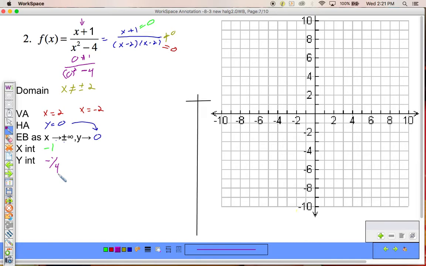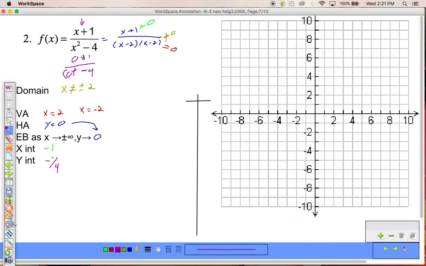So, going through quick, my domain is my denominator not equal to 0. My vertical asymptote is my denominator equal to 0. My end behavior is as x approaches positive, negative infinity, y approaches my horizontal asymptote, which is 0. My numerator equal to 0 is my x-intercept. Plugging a 0 into x gives me my y-intercept.